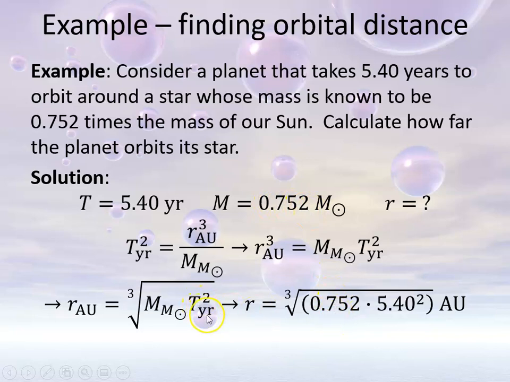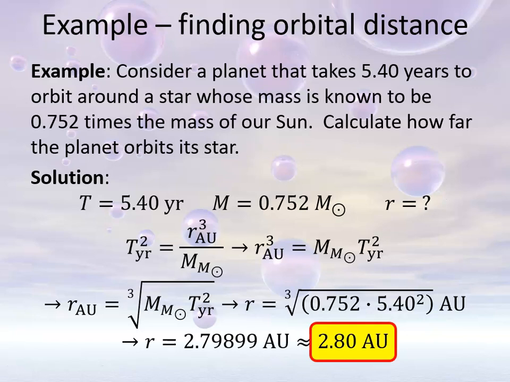Orbital period in years, well, 5.40. And don't forget to square that. And when you multiply that out and take the cube root, you get that the orbital radius in this case is 2.80 astronomical units. Okay, all well and good.